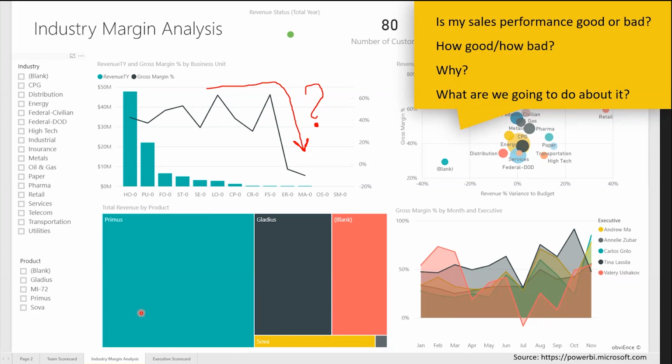Next, this situation here, total revenue by product. All right, I understand the split here. I understand that this Primus product is more than half of the sales and so on. So I understand the shares, the structure shares of the product, right?